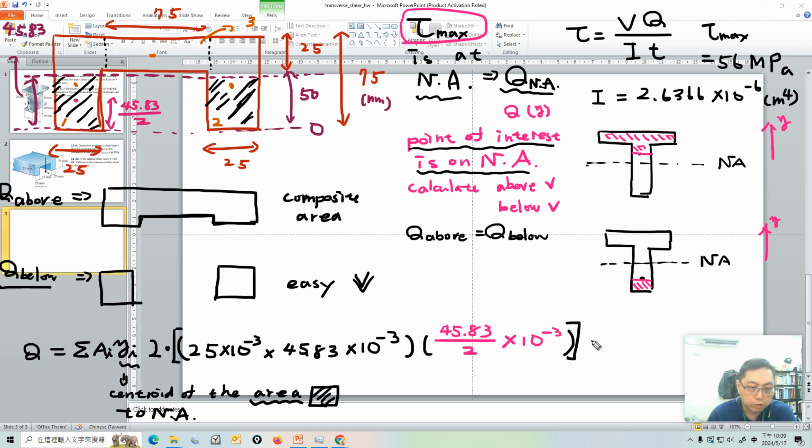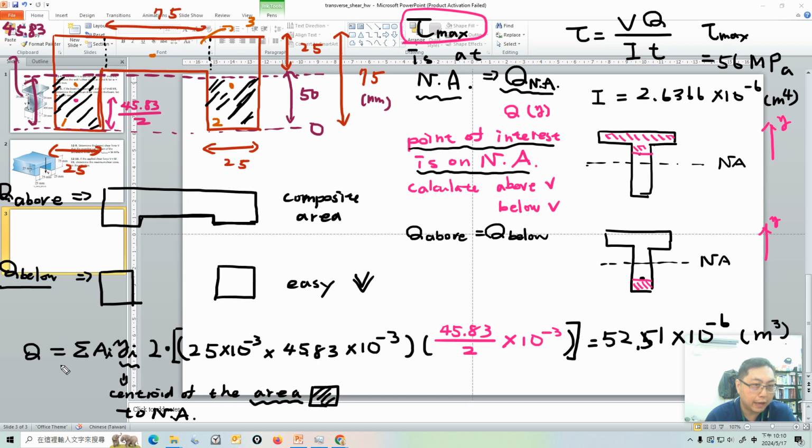So what's the value of the Q right now? Let me check my equation. Yes, A is right, Y is right, and times 2. After using the calculator, you will have 52.51 times 10 to the power minus 6, and the unit for Q is meter cubed.